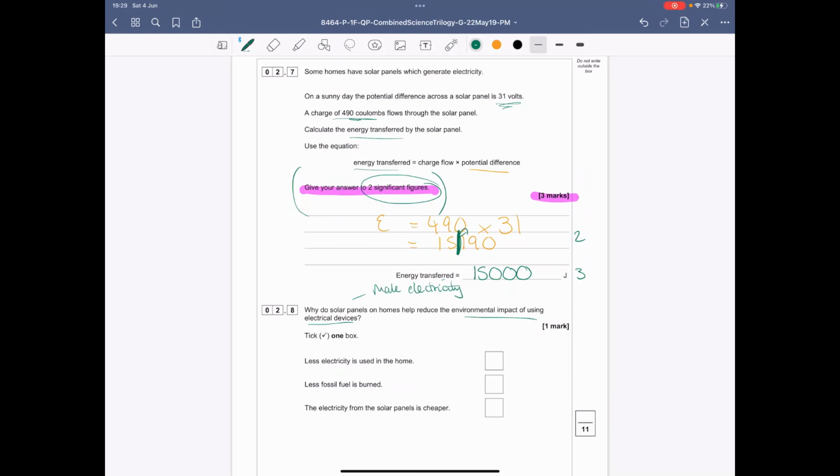Well, just because you've got solar panels doesn't mean you're going to be using less electricity. They just supply more of it. Less fossil fuel is burned. Well, potentially. The electricity from solar panels is cheaper. Solar panel energy is not cheap at the moment. So therefore it must be the second one. Less fossil fuel is burned.